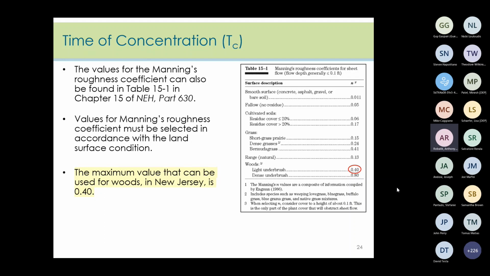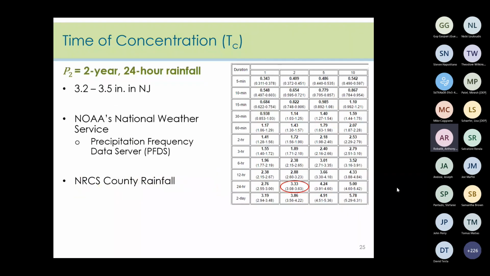Note that the lower the N values, the quicker the runoff will travel. And for example, impervious surfaces have a roughness coefficient of 0.011. The NJ-BMP manual states that the maximum roughness coefficient for sheet flow in New Jersey is 0.4, and that corresponds to woods with light underbrush. So in a little bit, we'll calculate the travel time for sheet flow in an example.